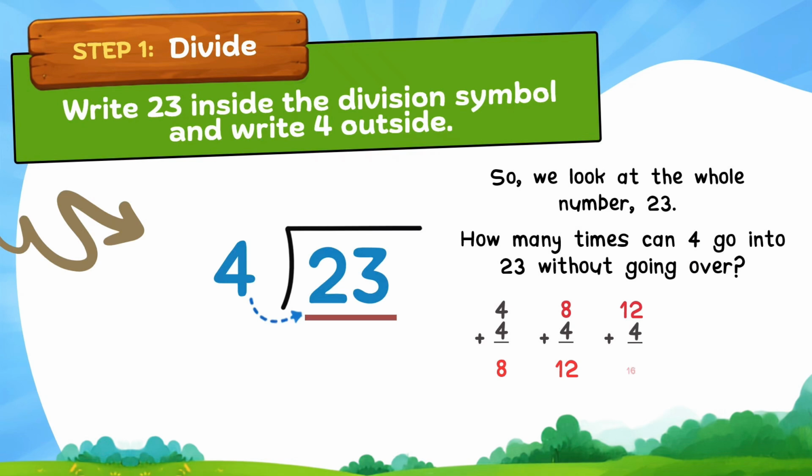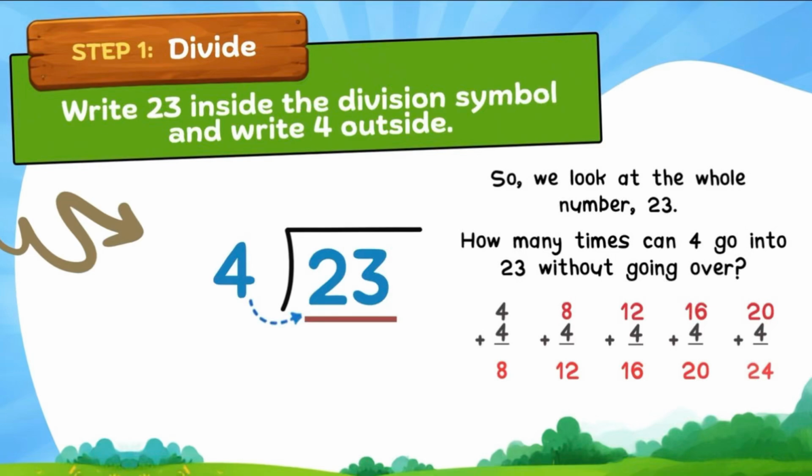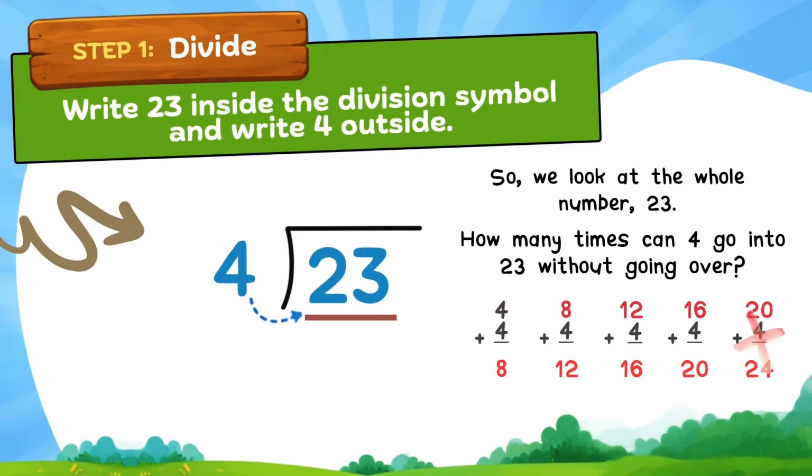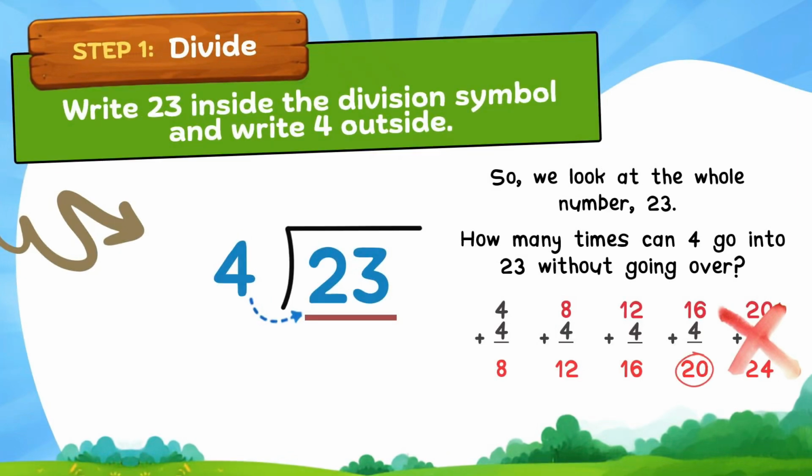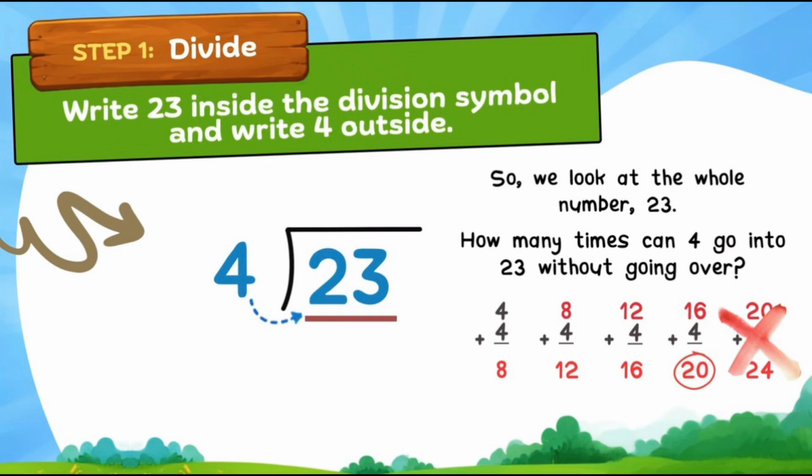Let's use repeated addition. We keep adding 4 until we get as close to 23 as possible without going over. 4, 8, 12, 16, 20, 24. Oops! 24 is greater than 23, so we can't use 24. Instead, we use 20 because it is the greatest multiple of 4 that is less than 23. That tells us that 4 goes into 23 5 times.